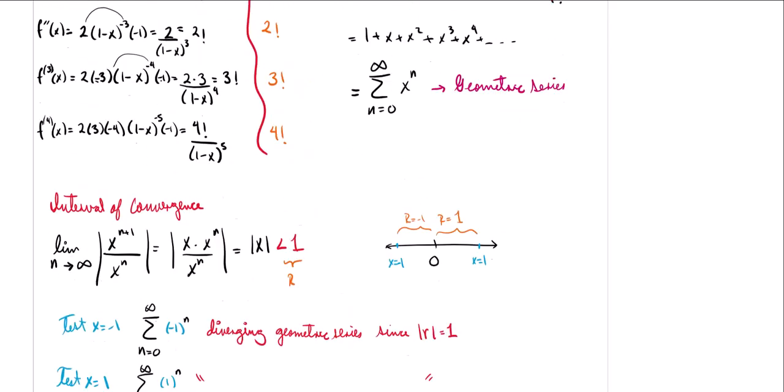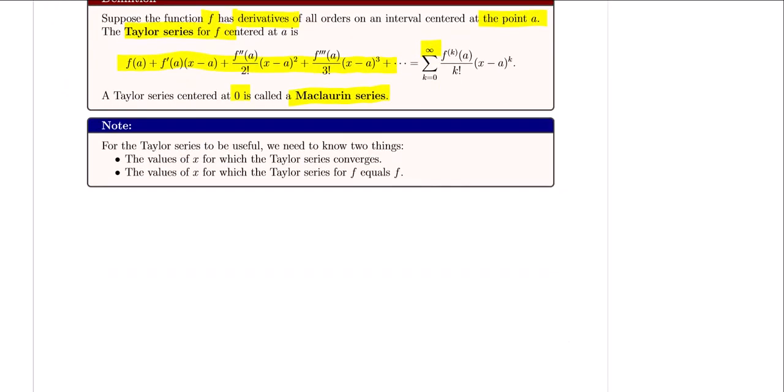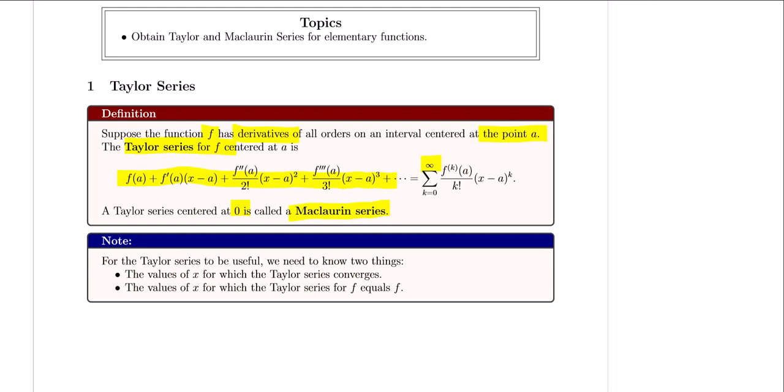In our previous video, we went over the definition for a Taylor series and mentioned that in order for a Taylor series to be useful, we needed to know two things: the values of x for which the Taylor series was converging. And in our last video, we went over a couple of examples, and we saw here that depending on where you were centering your Taylor series, you could have different intervals of convergence.